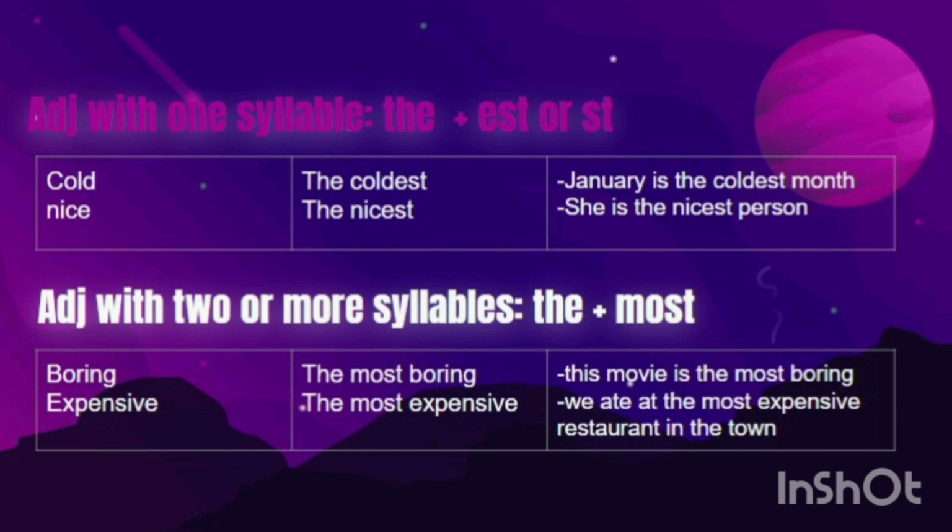And second, for an adjective with two or more syllables, we add the and most and the adjective. For example, expensive, the superlative form, the most expensive. For example, we eat at the most expensive restaurant in the town.